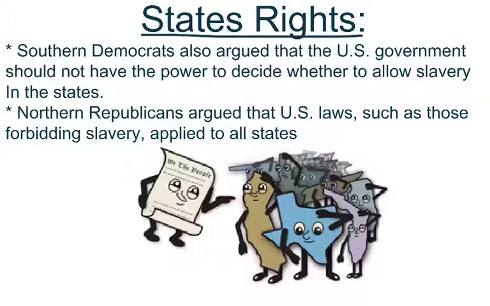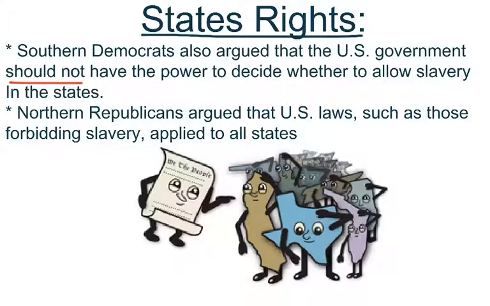Another reason that caused major division between the North and the South was the fact that Southern Democrats also argued that the U.S. government should not have the power to decide whether to allow slavery in the states. So another reason they were fighting was known as states' rights, that we covered many chapters ago. While the Southerners believed this, the Northern Republicans argued that U.S. laws, such as those forbidding slavery, applied to all the states, and no state should be exempt from it. So a quick recap on what states' rights meant. The Southern Democrats wanted the power for each individual state to pretty much agree to, we'll run this U.S. law, or we won't run this U.S. law.